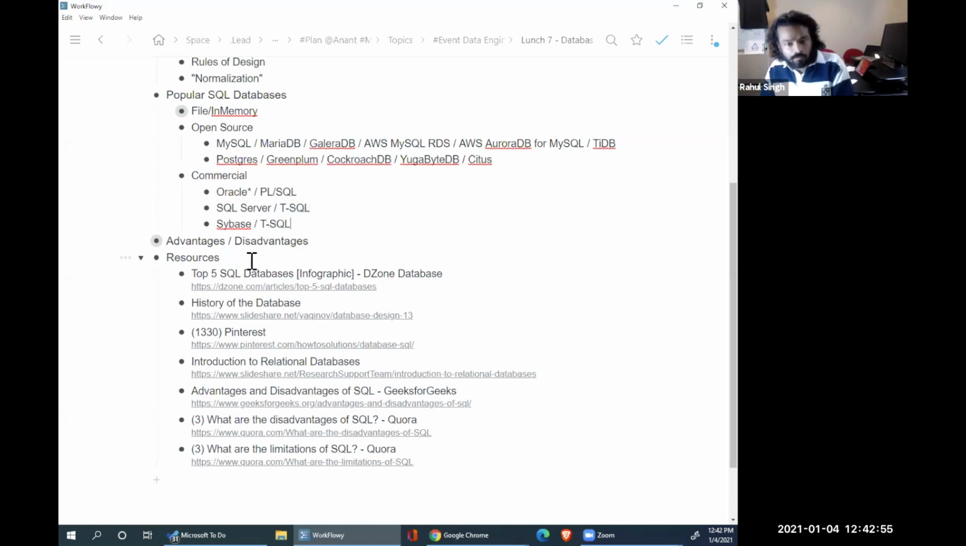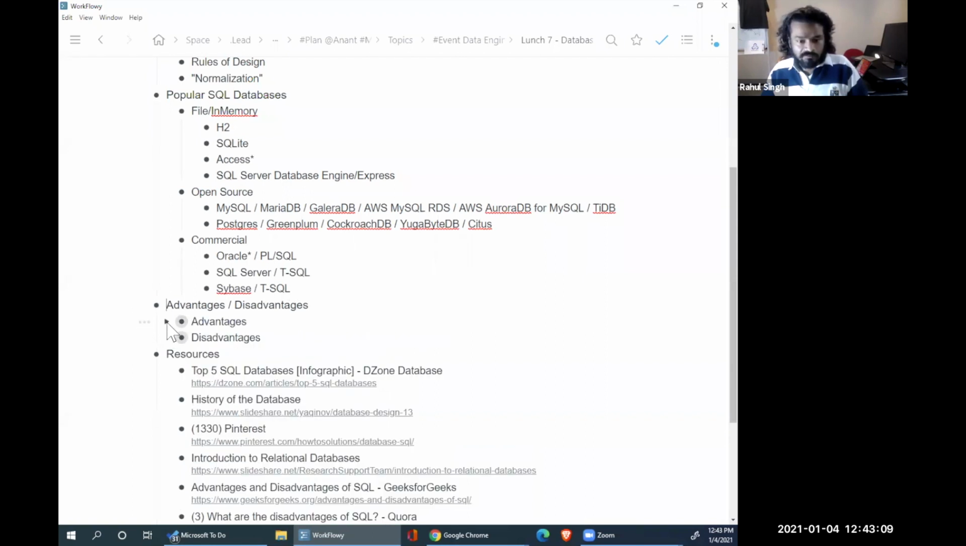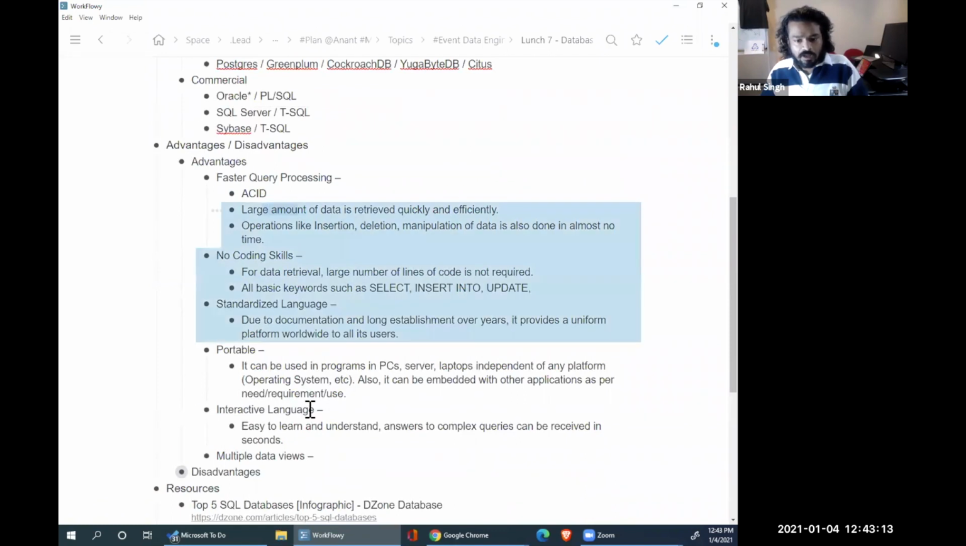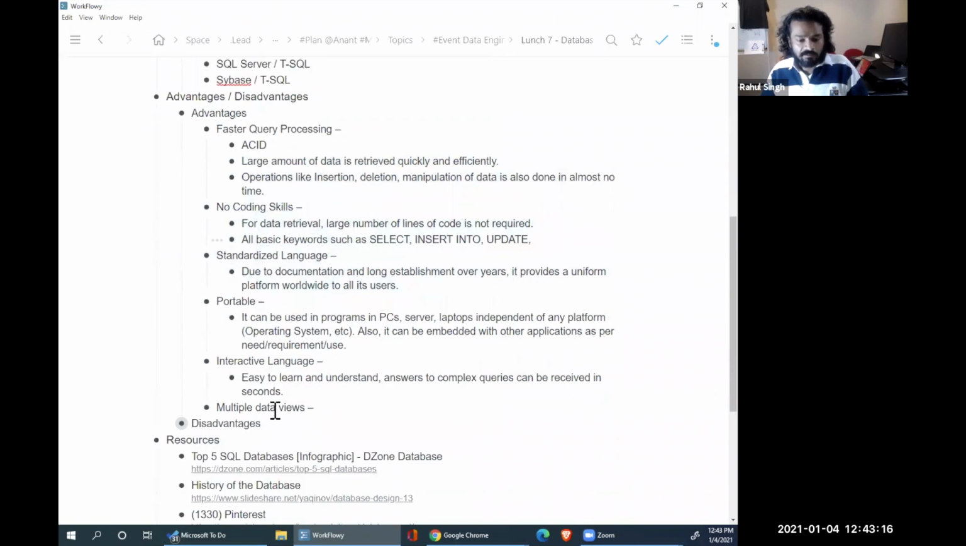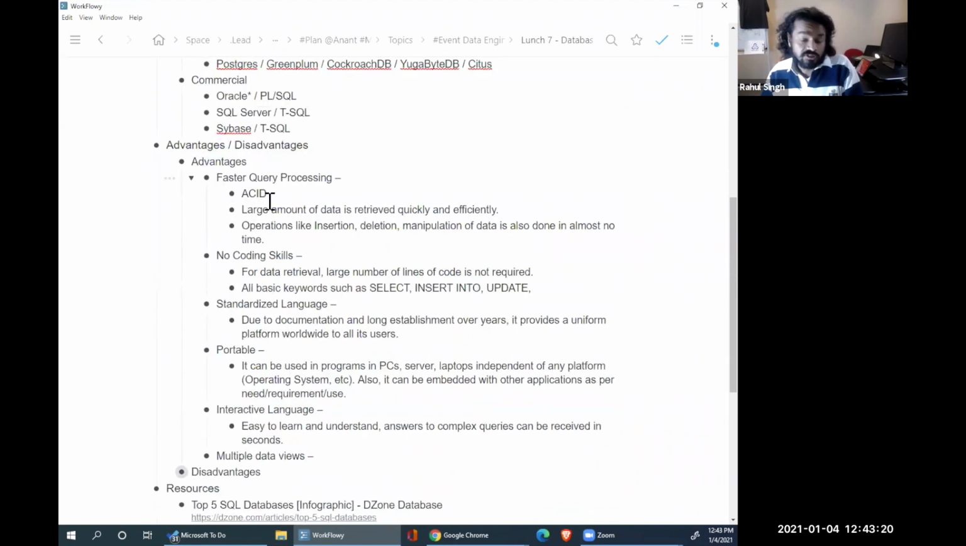Before we go to advantages and disadvantages, any other databases that you guys have encountered that are relational that we haven't covered here? Okay, let's go to advantages, disadvantages. This is not an exhaustive list. In fact, I copied a bunch of this stuff from one of these other articles, but it's a good starting point.